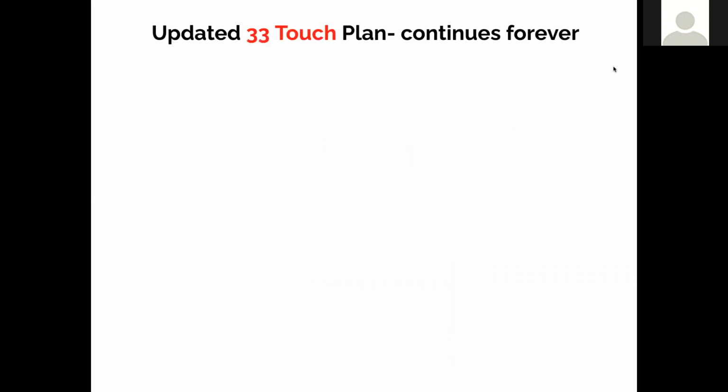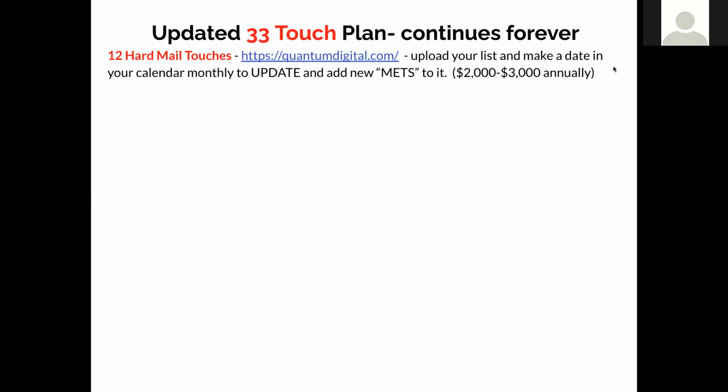So what are we doing in our updated 33 touch plan? We have built it so that there's a lot of leverage in here, meaning that other things are helping you, computers, direct mail, those kind of things are helping you get some of this work done so that you don't have to think about it consistently. So the first touch that you are going to have, or part of your 33 touch, is you are going to set up 12 hard mail touches. It's old school, but hard mail does work, right?